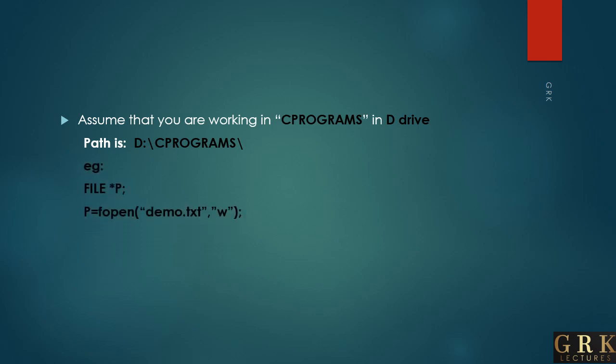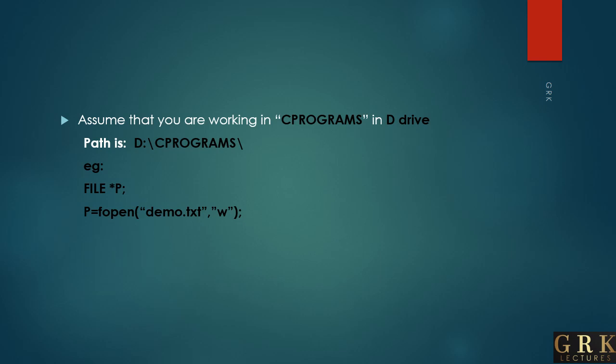For example, here I'm trying to create one file, demo.txt, a text file, in the write mode. When we open a new file, there will be nothing in it, which means we have to write something into the file. That's why initially I'm opening that file in the write mode. If I open that new file in the read mode, we cannot read anything, because initially there will be nothing in the file. That's why I'm opening it in the write mode.